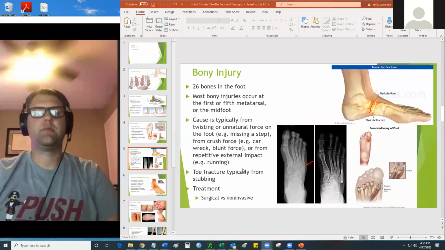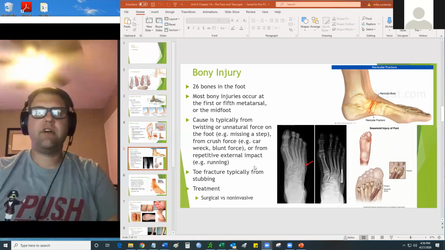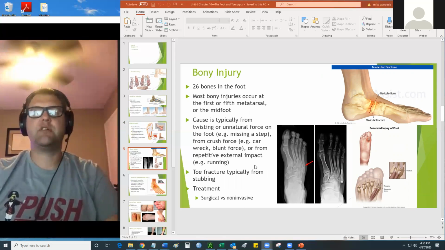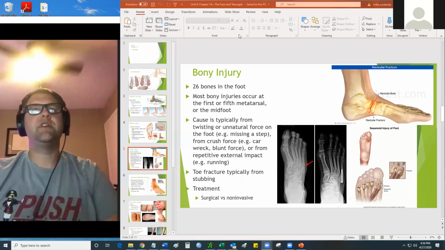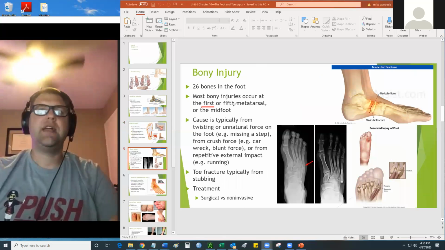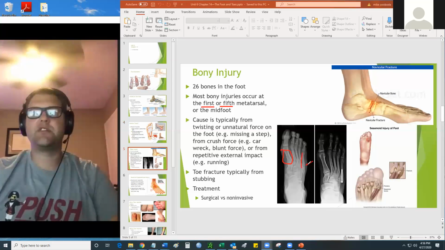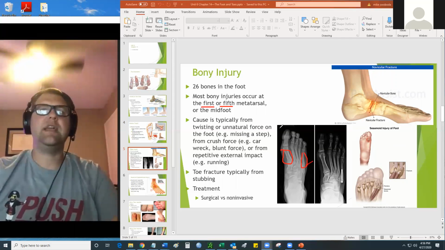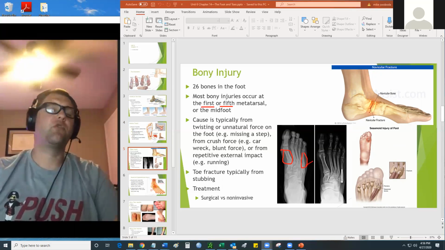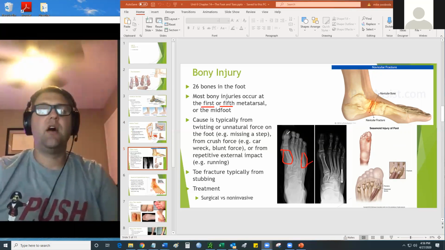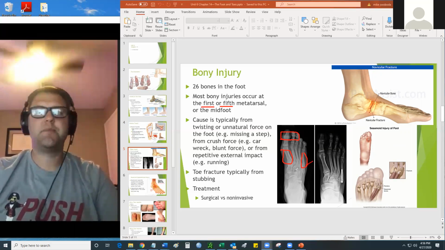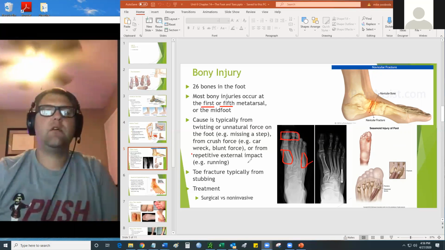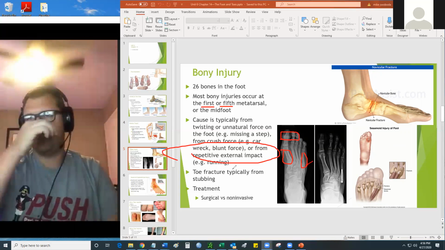If you have a bone injury, it's very, very common to have a fracture in the foot, and usually these are stress fractures. The majority of the time, you're going to get a fracture in the first or fifth metatarsal. Here's your first, here's your fifth. Usually these are caused by a misstep, or if you get crushed, like something drops on there. You can also get your toes to fracture from stubbing them. That's also pretty common.